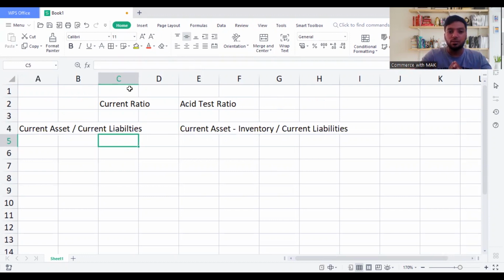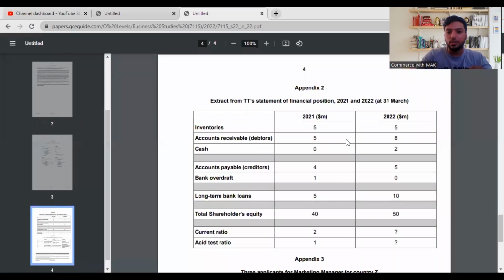So I don't think showing this under that particular area will be better. So I'm showing this because you all need to know how I'm calculating the ratios. Now we have current ratio. Here you can see we have inventories plus accounts receivable 5 plus 5, and cash is 0.